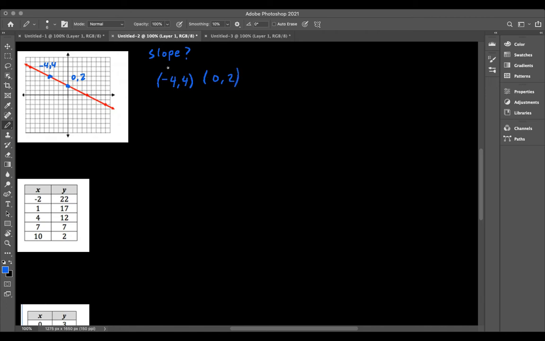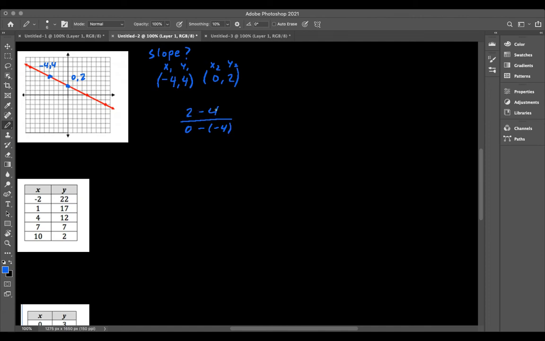Okay, so this would, again, be my x1, this would be my y1, this would be my x2, this can be my y2. Okay, let's finish this off. All right, so again, I'm going to start with y2. So it'd be 2 minus 4, okay, this time. And then I'm going to go over, and then I have my x2, which is 0, right? Yeah, 0. And I'm going to have minus 4, because the x1 is negative 4.